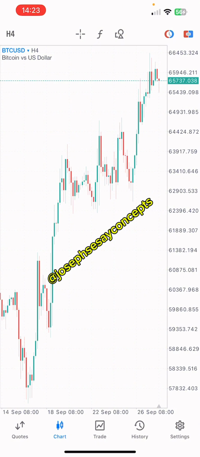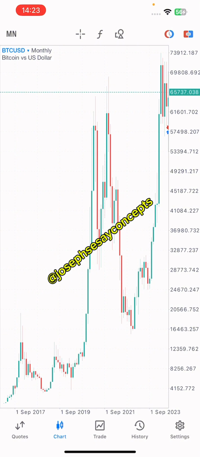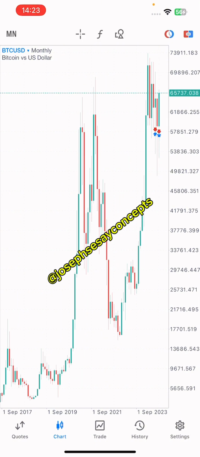For this particular tutorial, I'm currently using my MT5. If you tap, you are going to see different time frames at the top. Like you see this MN, this basically means monthly. The explanation behind this, as a beginner, is that each single candle you are seeing here represents 1 month performance of that particular asset.